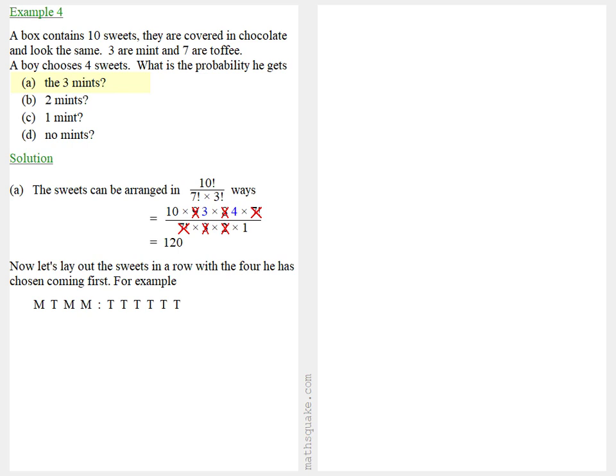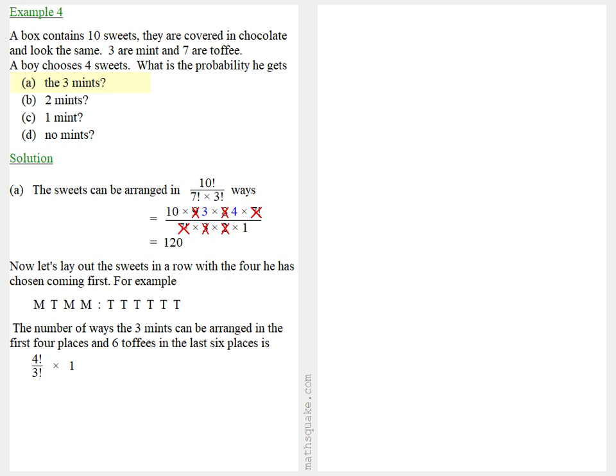Now, let's lay out the sweets in a row with the 4 he's chosen coming first. So for example, it might be mint, toffee, mint, mint, and then toffee, toffee, toffee, toffee, toffee, toffee. Now the number of ways the 3 mints can be arranged in the first 4 places and the 6 toffees in the last 6 places is 4 factorial over 3 factorial times 1, which is 4. So the probability that he chooses 3 is 4 out of 120, or 1 out of 30.